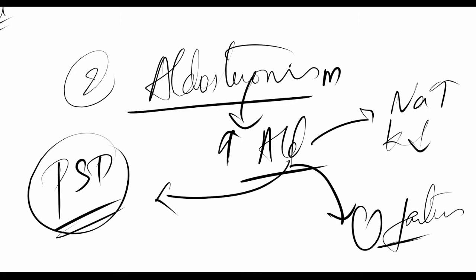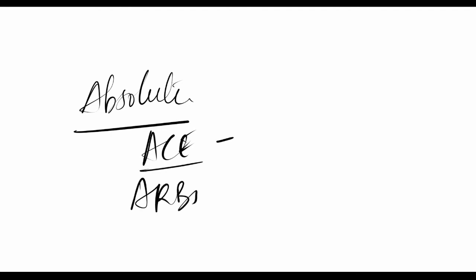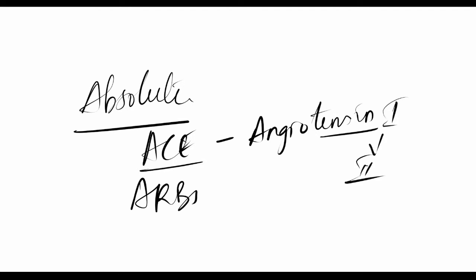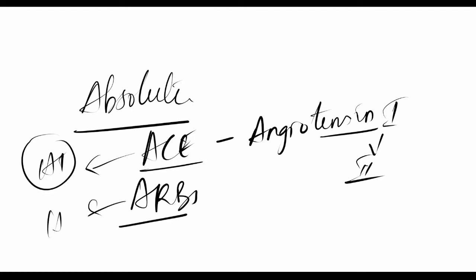Okay, but one absolute contraindication would be ACE inhibitors and ARBs. What are ACE inhibitors? Angiotensin converting enzyme, which is responsible for converting angiotensin 1 to angiotensin 2. Where are they used? They are used in hypertension. Angiotensin receptor blockers, also used in hypertension.